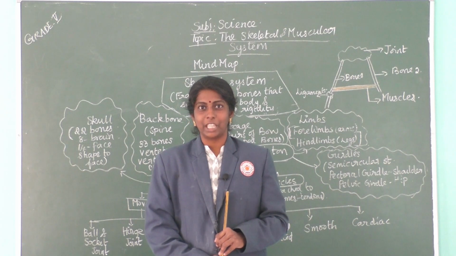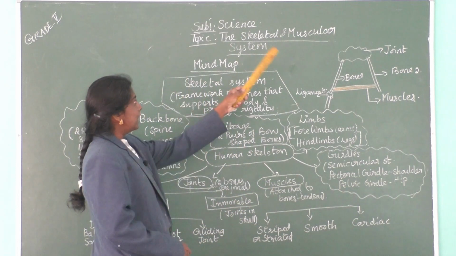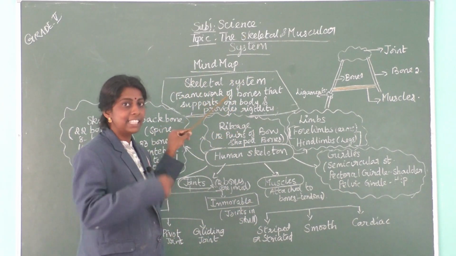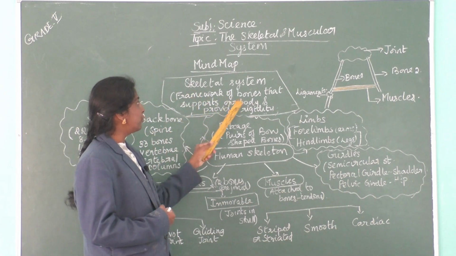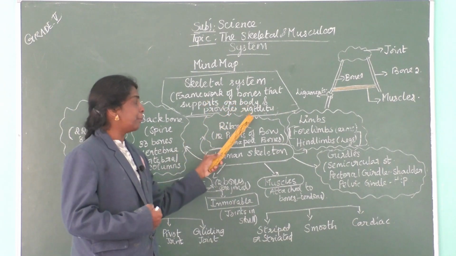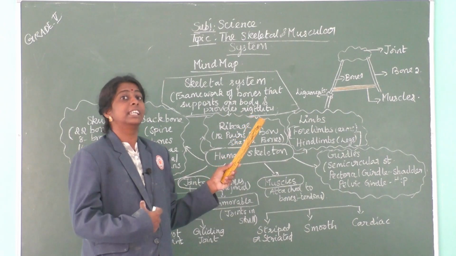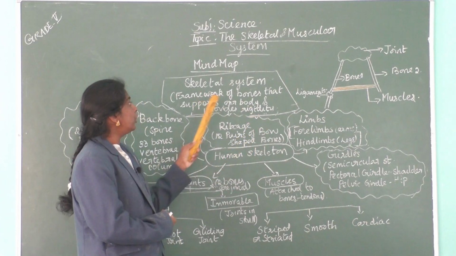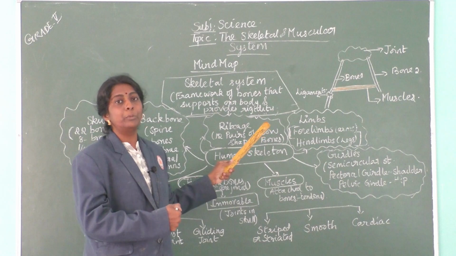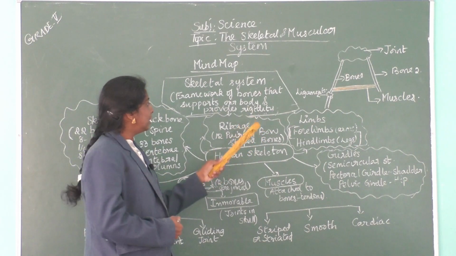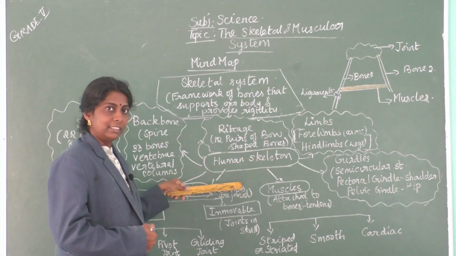So now children, we are going to have a look at a mind map about this lesson, the skeletal and muscular system. Can we go? Yes. Now, skeletal and muscular system mind map. So first, skeletal system. So what is the skeletal system? It's a framework of bones that supports our body and provides rigidity. It gives a solid support to the body. Clear? And then, this skeletal system consists of the human skeleton.